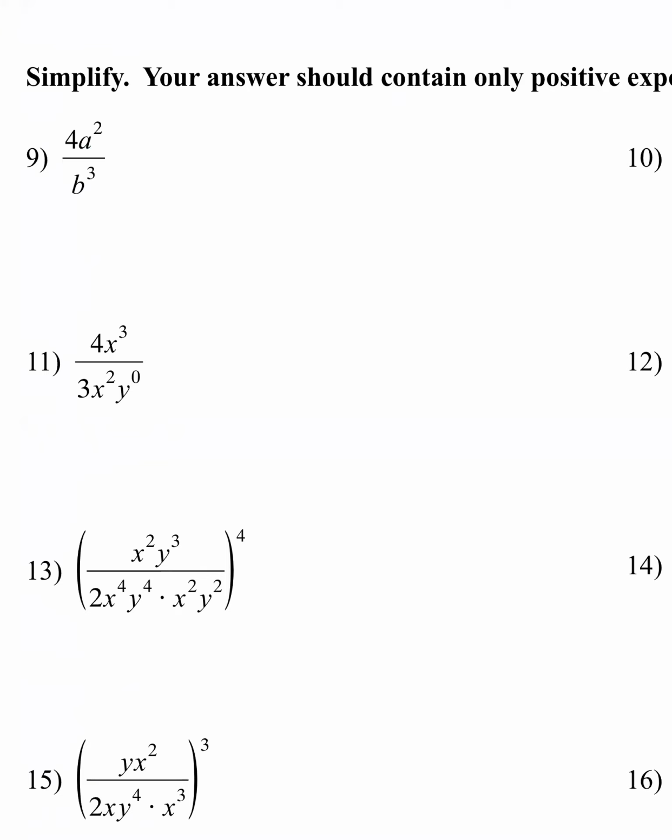However, let's look at number 11. Okay, so again, I always start with the numbers. So I have 4 over 3.